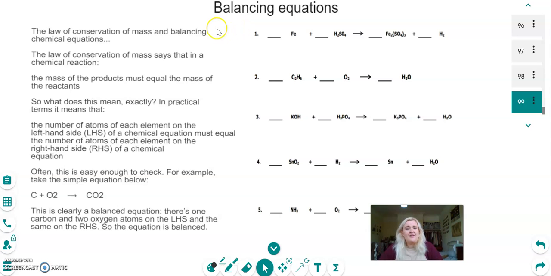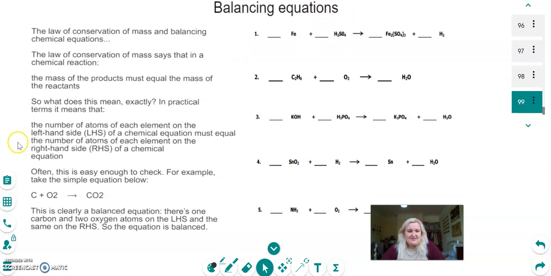The reason we balance equations is because of something called the law of conservation of mass. The law of conservation of mass says that in a chemical reaction, the mass of the products must equal the mass of the reactants. So what exactly does this mean? In practical terms, the products are the things that are made in the reaction, so the parts after the arrow. The amount of things after the arrow must be equal to the amount of things before the arrow, or the mass of the reactants. We do this by looking at the number of atoms on each side.